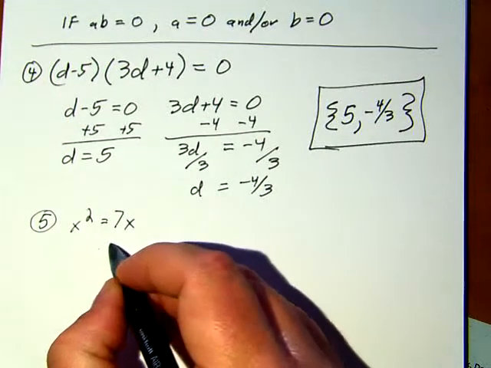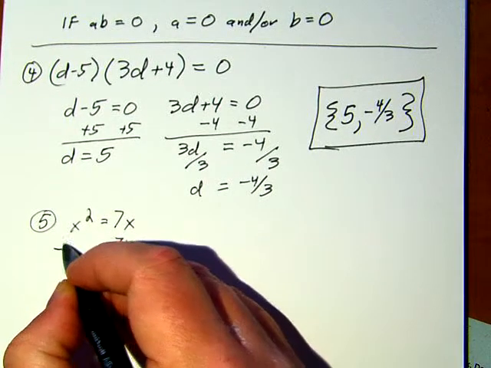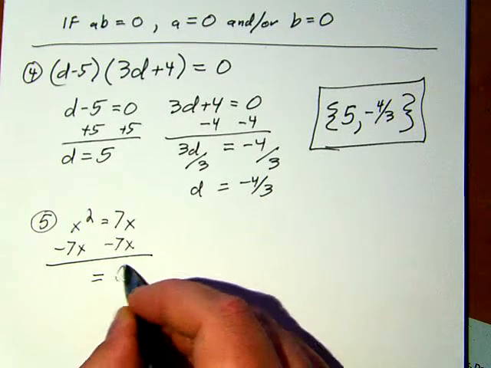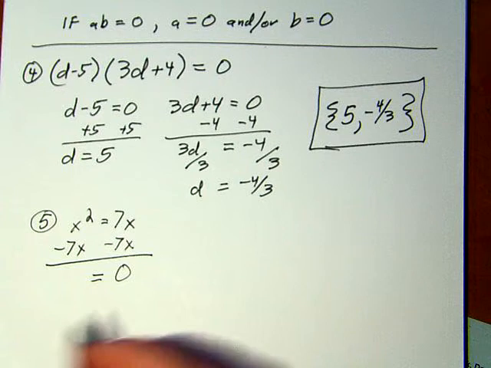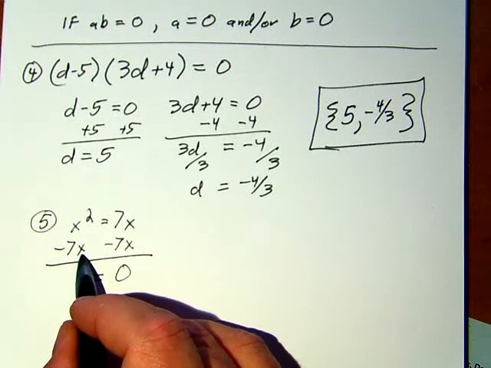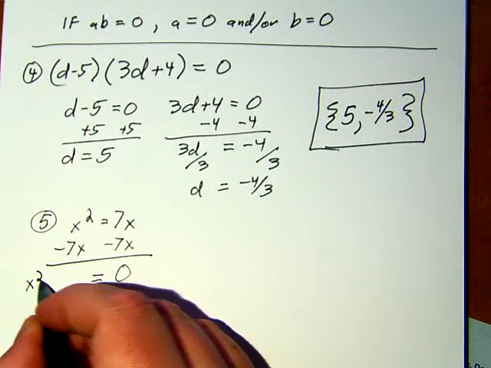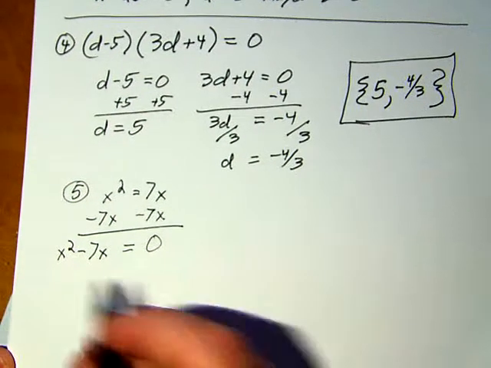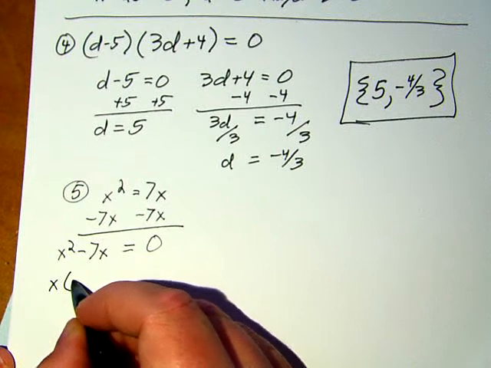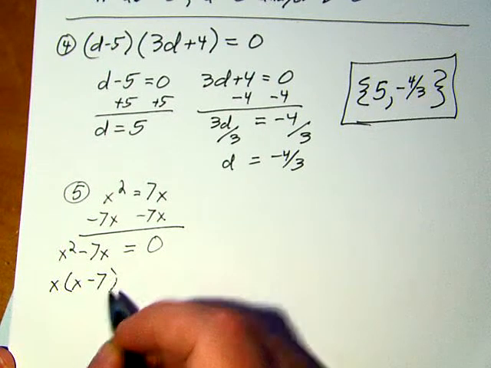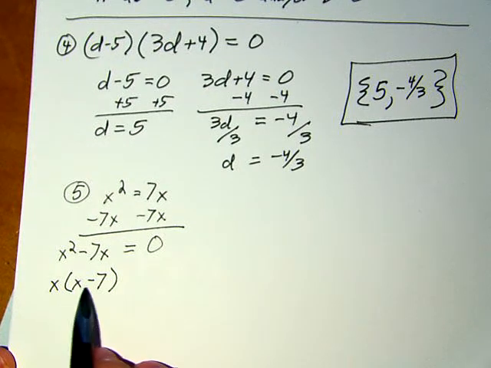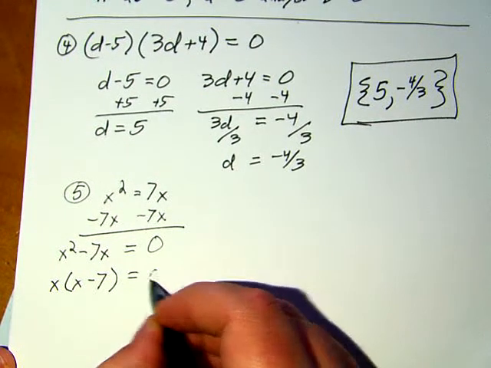So first thing I do is minus 7x from both sides. And on this side, I get a 0. Remember, that's what we're looking for. And on this side, well, x squared and x are not like terms, so I just write x squared minus 7x. Okay, well now I can factor an x out of both of those terms, so x times x minus 7, and it still equals 0.